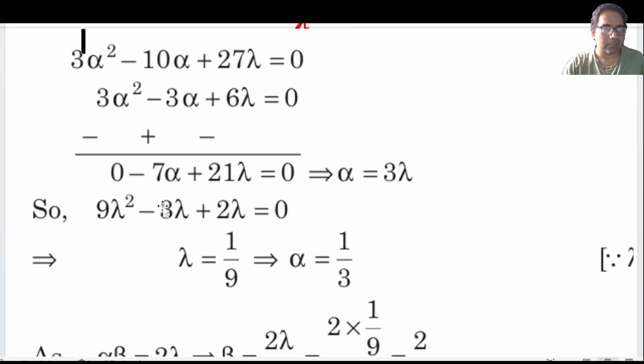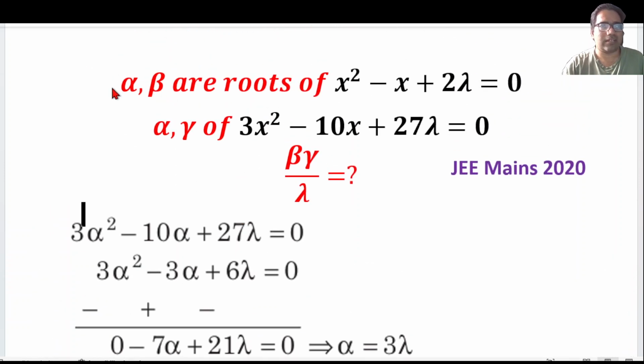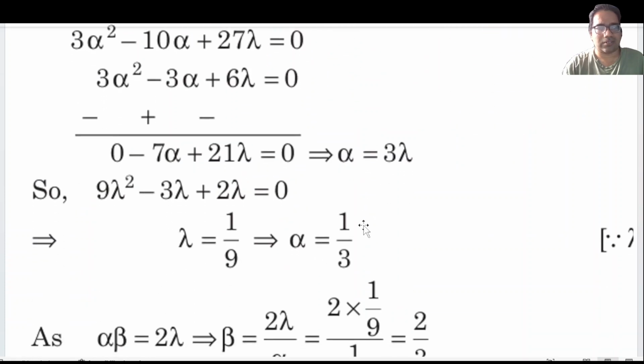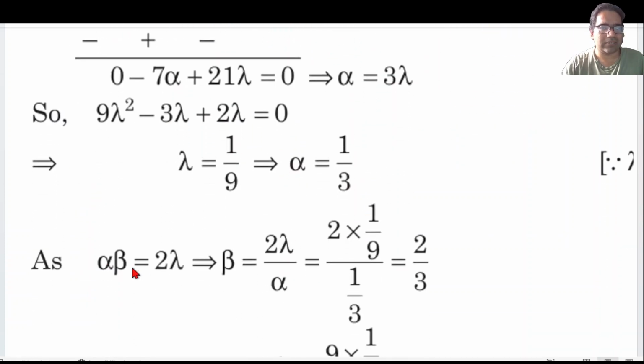Now we know the product of the roots, alpha into beta. What is the product of the roots? It is c by a, that is 2 lambda. Similarly, alpha into gamma is 27 lambda by 3, which is 9 lambda. Let us use those to find out what beta is. Alpha beta is 2 lambda, so beta is 2 lambda by alpha. That means 2 into lambda, which is 1 by 9, by alpha, 1 by 3. This becomes 2 by 3. So beta is 2 by 3.